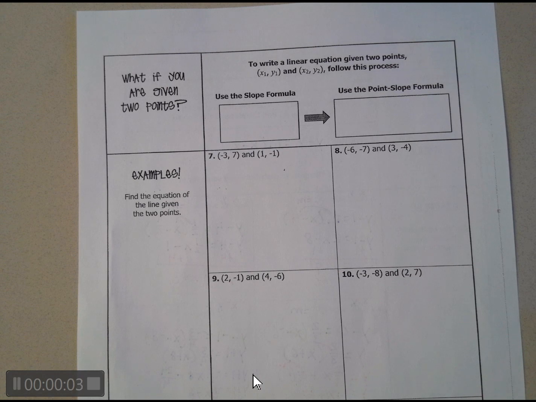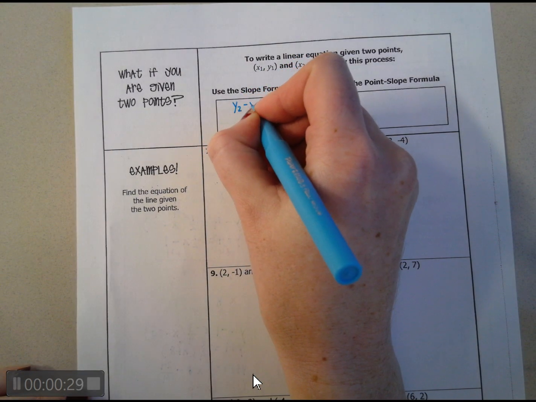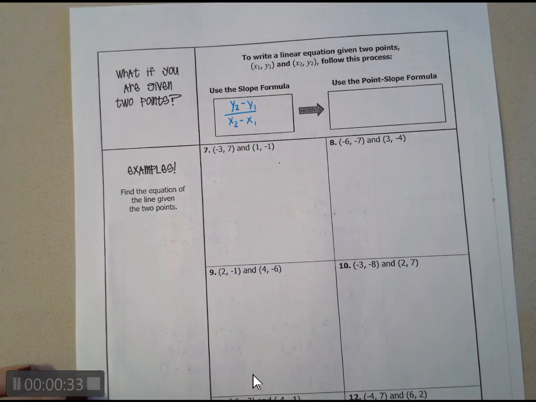Welcome back, everyone. So we left off right before what if you were given 2 points and you need to write a line. So we are going to learn to write a linear expression given 2 points, x1, y1 and x2, y2, and we're going to follow this process. So we need to use our slope formula. Do you guys remember our slope formula? That was the y2 minus y1 over x2 minus x1.